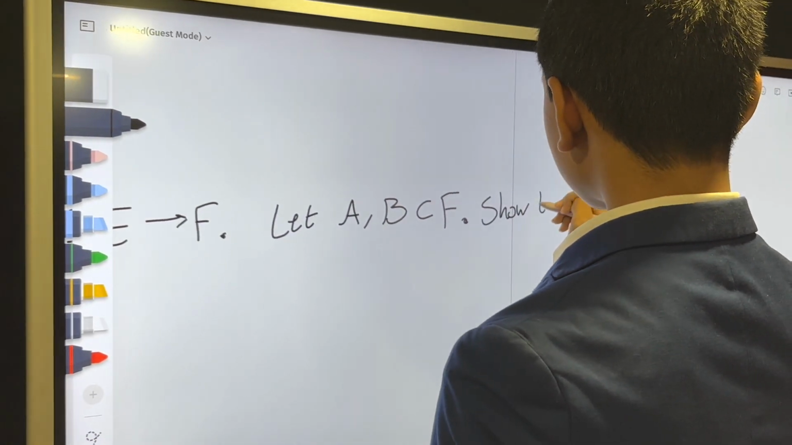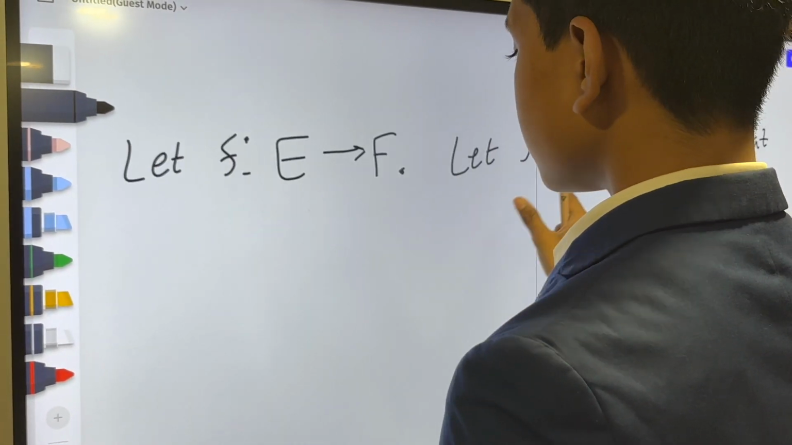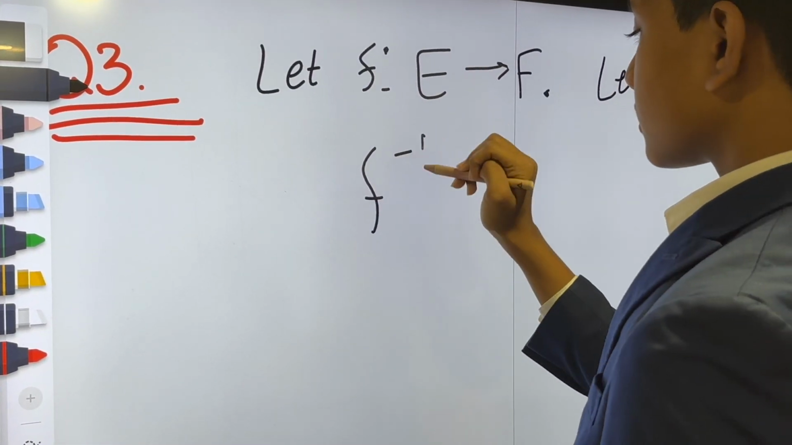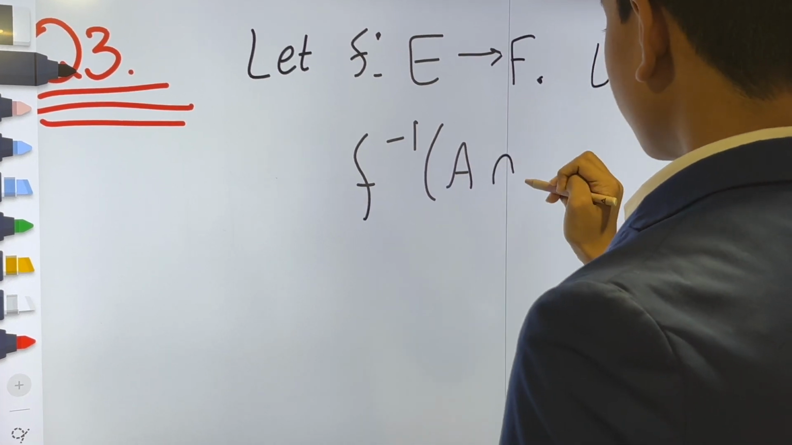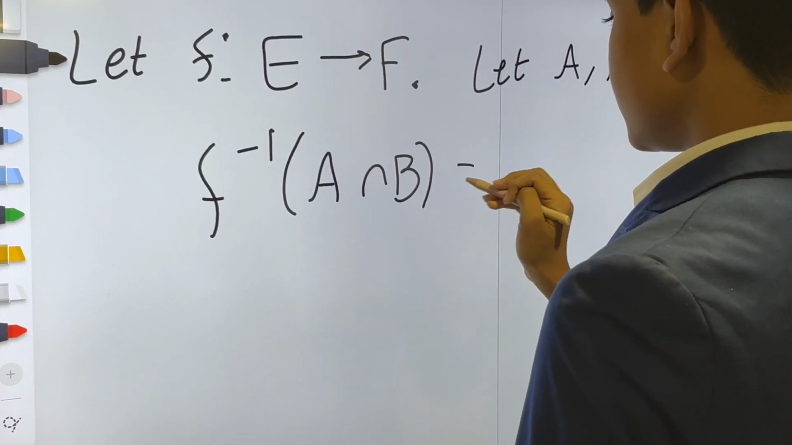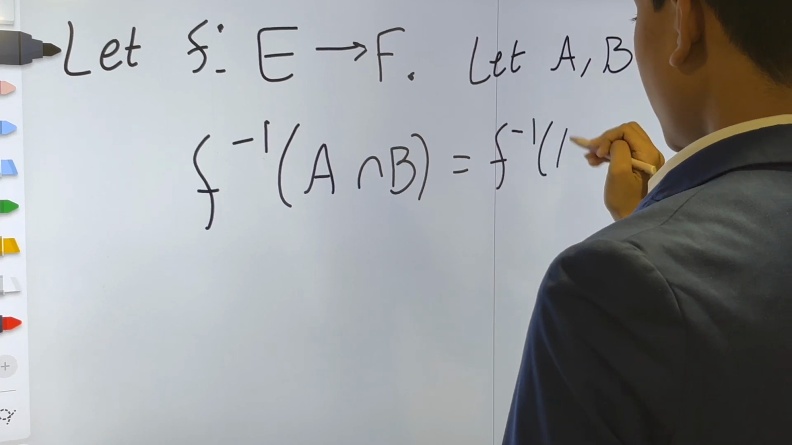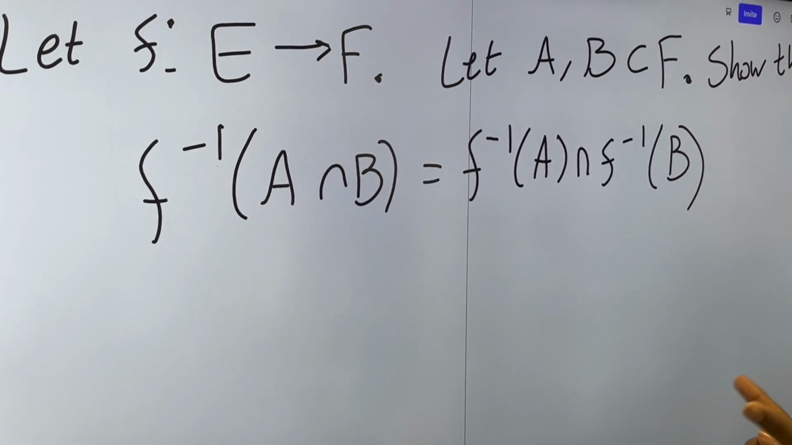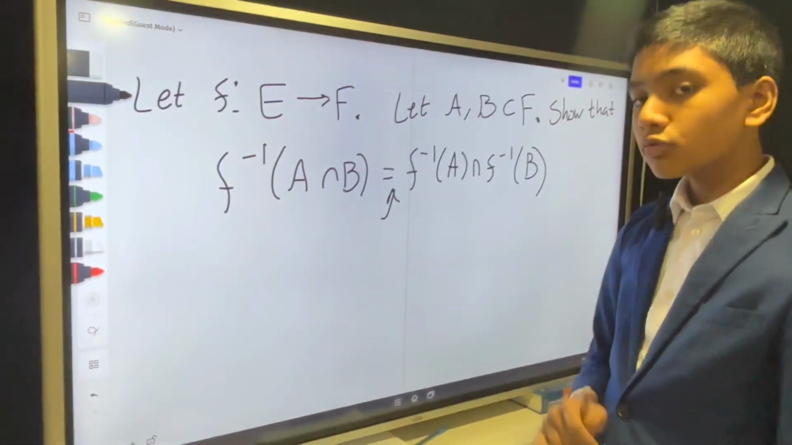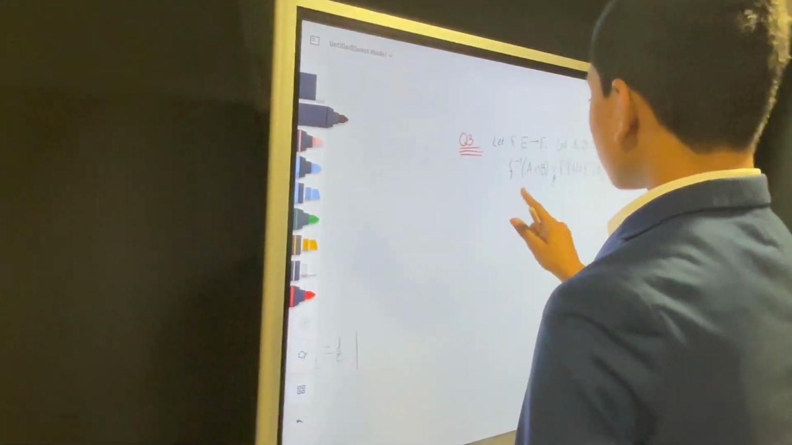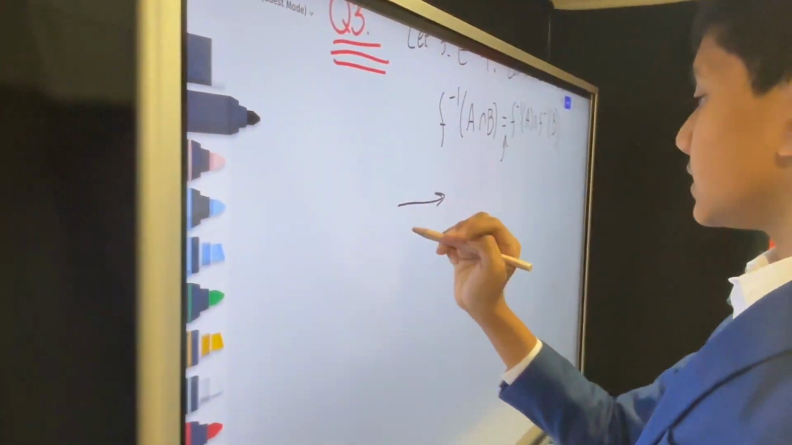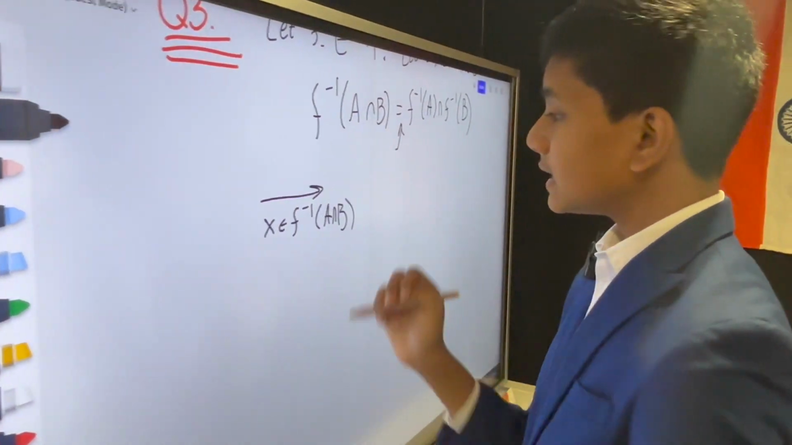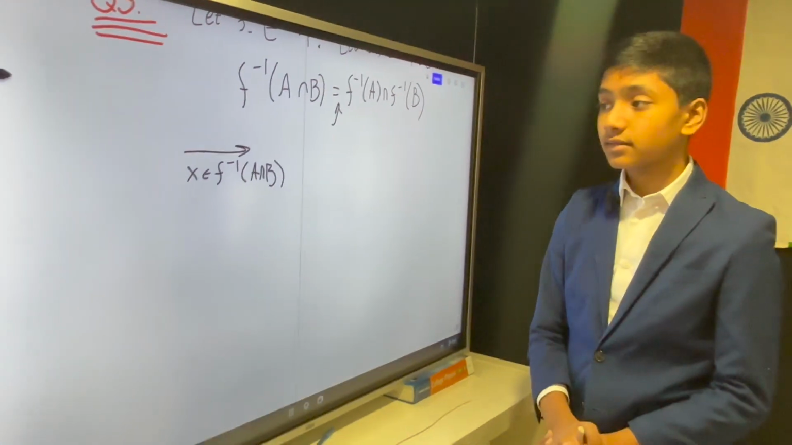So that F inverse of A intersect B is equal to F inverse of A intersect F inverse of B. Now, while this might seem intimidating because of the equal sign, both proofs are actually incredibly short. So let's first go the first direction and say X is in F inverse of A intersect B. Now we need to show it lies in the other set.